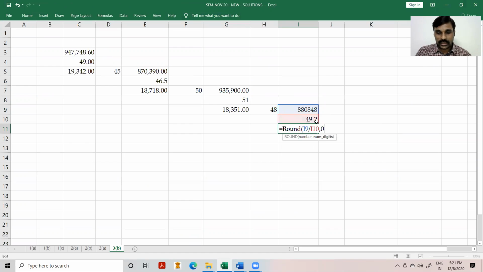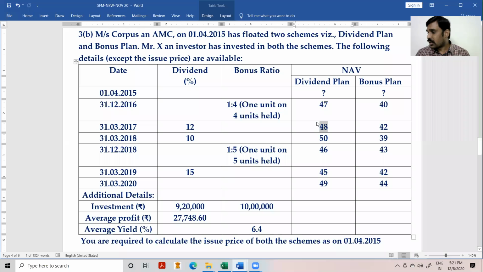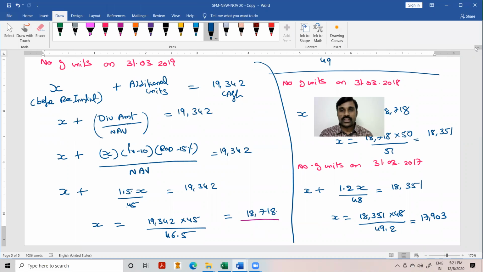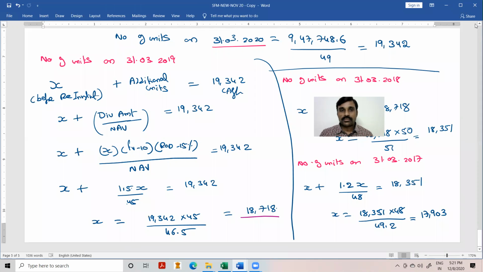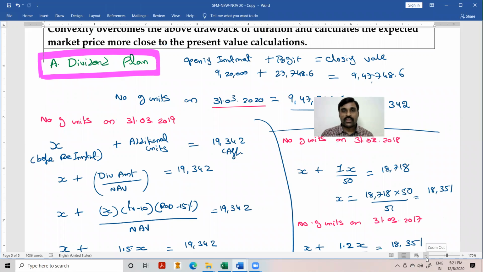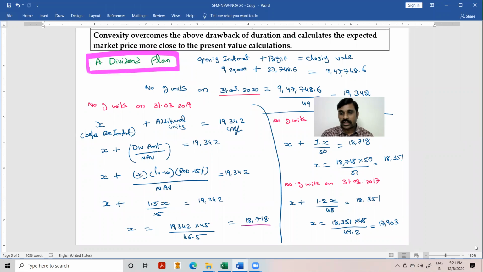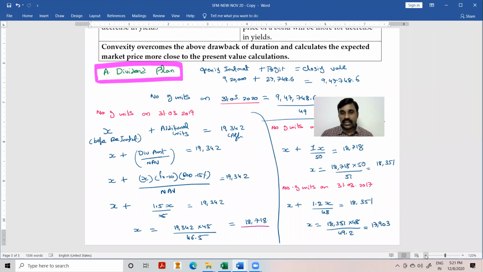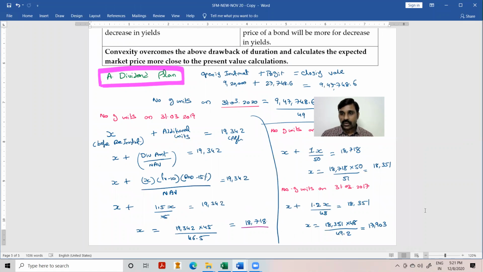17,903 units as on 31st March 2016. If you take our total investment, what is our investment value? Our investment is 9,20,000, and we have the number of units, 17,903. Thereby, you can get the total value of the investment.